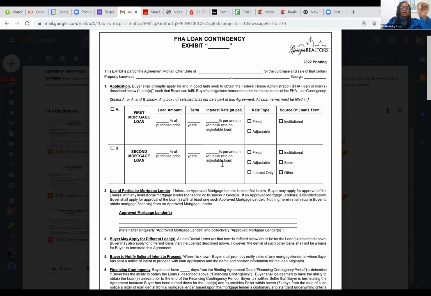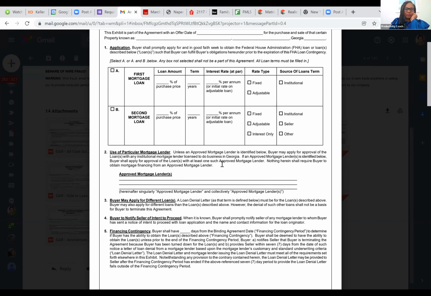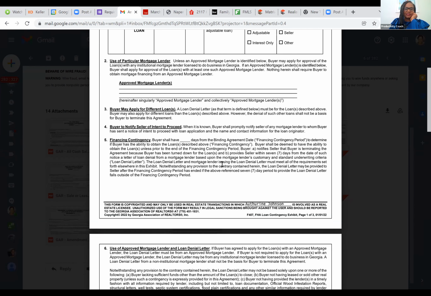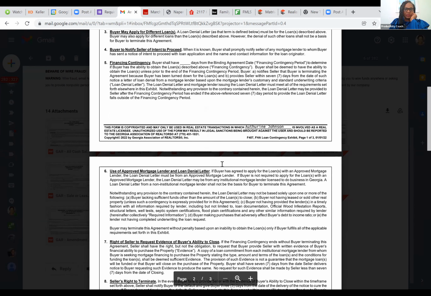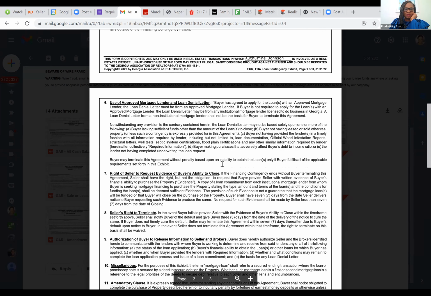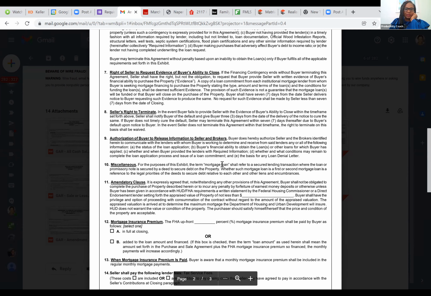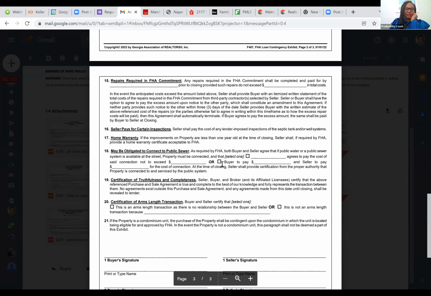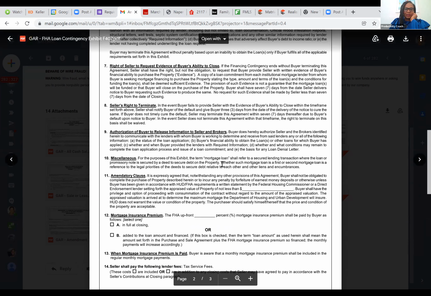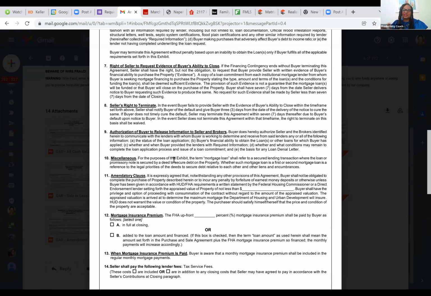The VA contingency, which I forgot to pull up, I'll explain to you, pretty much has some of the same things. So the top part is the same. You have a financing contingency here. What is missing here? You notice that we do not have an appraisal contingency here.